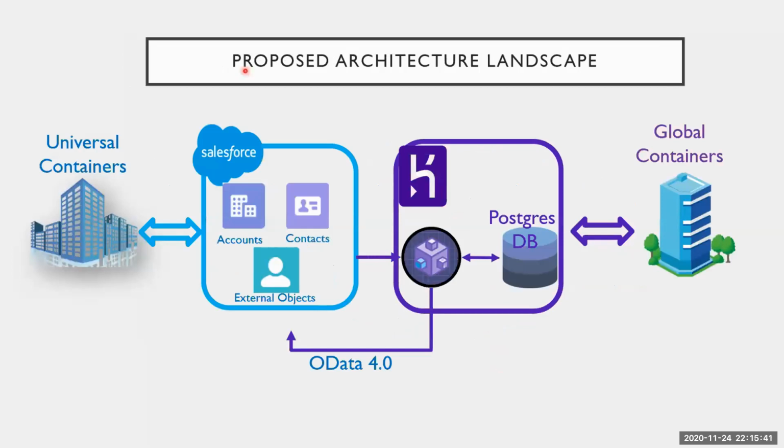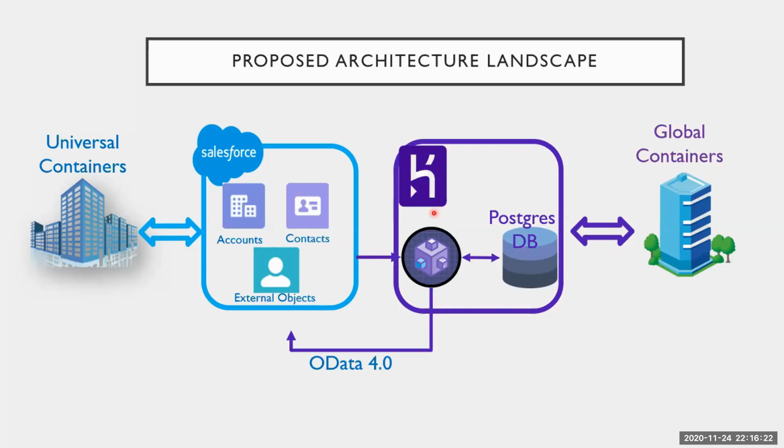So this is the proposed architecture landscape. This is Heroku Connect. We'll use Heroku Connect to bring all the accounts from Universal Containers, that means from Salesforce, to the Postgres database. Heroku Connect will directly fetch all the accounts from here to here. So step one is completed. Now Global Containers can view Universal Containers' accounts, right?